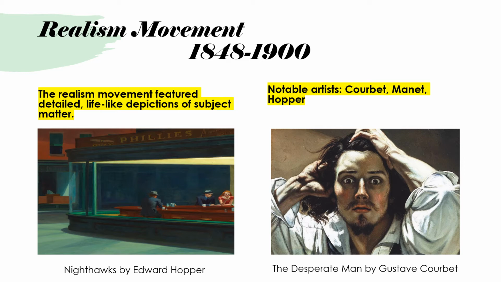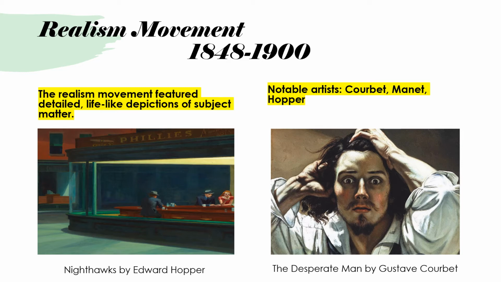The realism movement featured detailed, lifelike depictions of subject matter. So if something is from the realism movement, it's going to show what it is. In the picture Nighthawks by Edward Hopper, that's the picture on the left, we see people sitting in a diner. Edward Hopper drew this diner and he drew it like it is. There are no exaggerations, there are no embellishments, it is what it is.